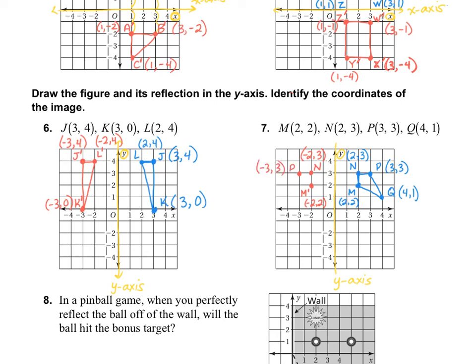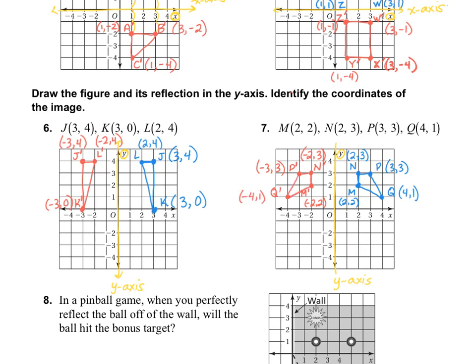And lastly, letter Q is at 4, 1. So we're going to go to the line of reflection, 1, 2, 3, 4, and go 4 past it, 1, 2, 3, 4. So the new point of Q prime will be here. And I just realized that again, I forgot to put primes on N and P, so I'm going to do that and go ahead and put in point Q prime. And there we have our answer.